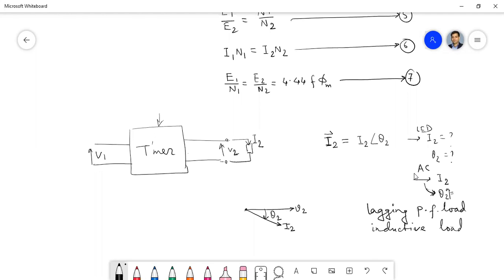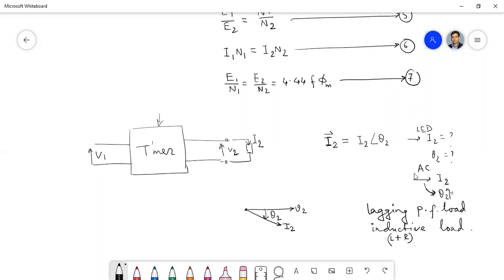Inductive load doesn't mean it's completely inductive. It means inductance plus resistance, which is called the inductive load. So in our household application, we generally consume inductive load or lagging power factor. So we have started with this assumption that some inductive load is taken by the consumer, the value of the load current is I2, and it makes an angle theta 2 with the reference voltage V2. So that is our starting point.